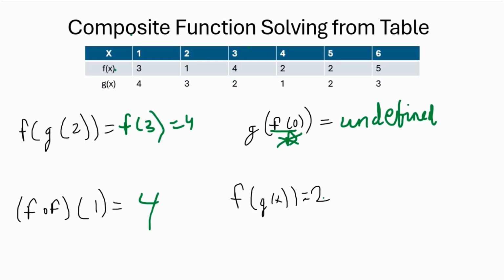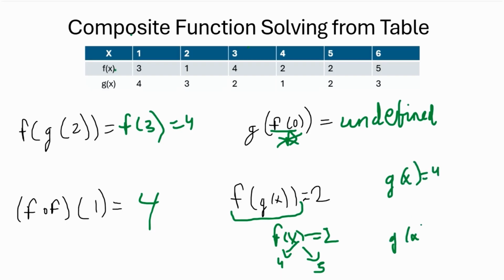Now with this, f of g of x is 2. There could be multiple answers because now we have to work backwards. So f of what makes f of x equal to 2? What x values make it 2? Well, x could be either 4 or 5, right? That means g of x is either 4 or g of x equals 5. So when is g of x 4? g of x is 4 when x is 1. When is g of x 5? Well, as you can see, it's never 5. So this is not a possibility. So our only answer is 1.